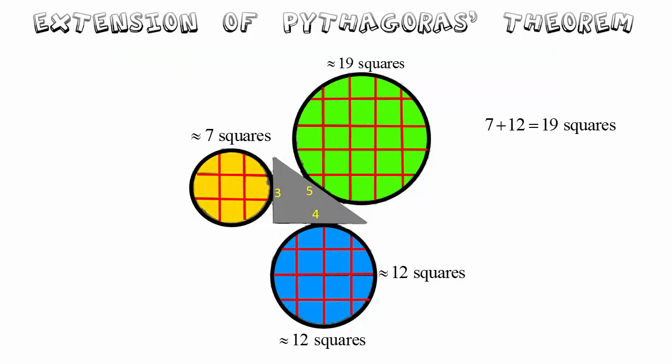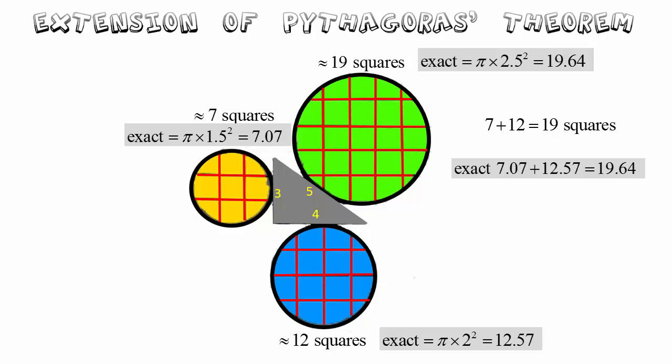Here's one way of testing it. We can subdivide each circle into squares of any size, as shown, and then count how many squares there are in each circle. In the yellow circle, as a rough estimate, there are 7 squares. There are 12 squares in the blue circle and 19 squares in the green circle. So we have that 7 plus 12 equals 19. In other words, the sum of the areas of the two smaller circles is equal to the area of the large circle. So it seems to hold for this example.